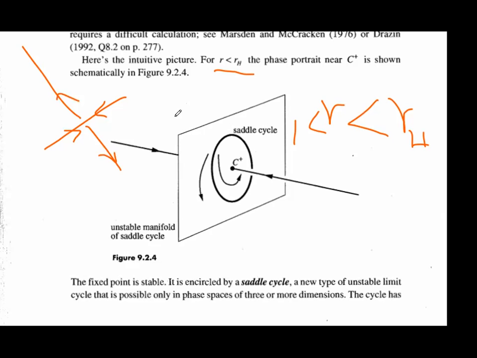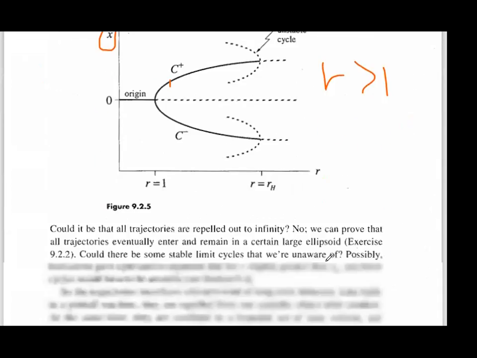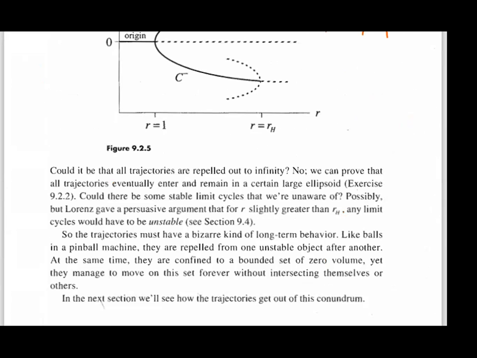So this plane gives you the unstable manifold, very hard to visualize, right? This plane, this infinite plane. So on this plane you have a saddle cycle like this. We have limited time, so we don't have much time to explain all of this.